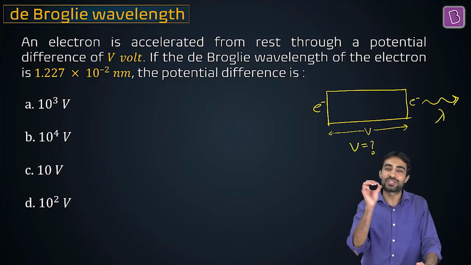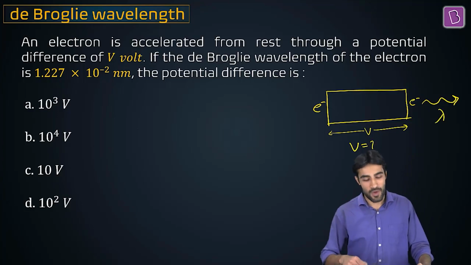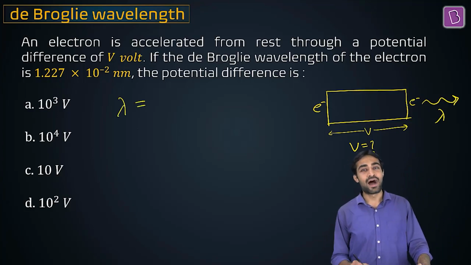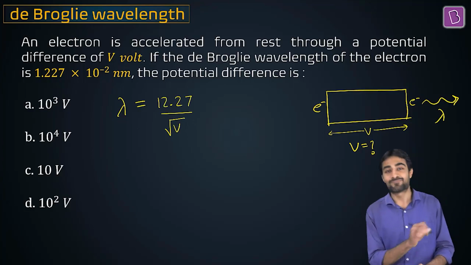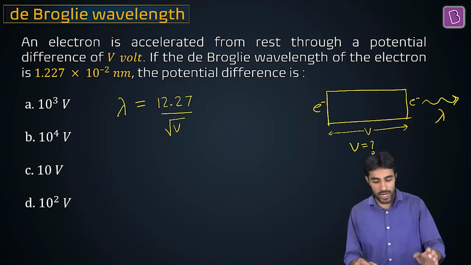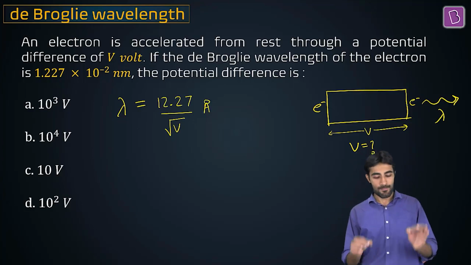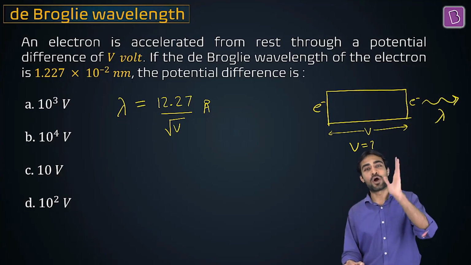Now there is a crucial formula for finding this de Broglie wavelength. The formula is like this: lambda, the de Broglie wavelength, is 12.27 divided by under root V. One important point is that this lambda is given in terms of Angstrom by using this formula. So this is the formula to calculate the de Broglie wavelength.